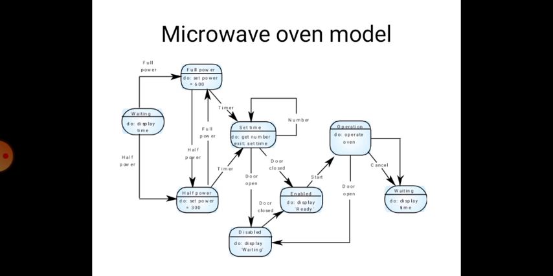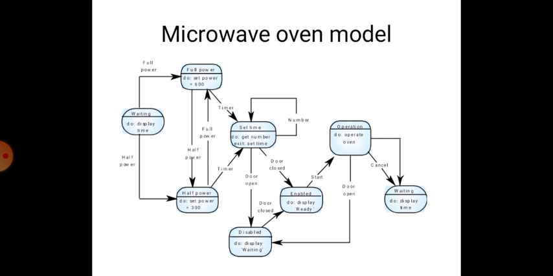If you go into detail of this diagram, there is a state called waiting. On the very left side, at the very top you have full power. On the very bottom you have half power. Then in the middle you have set time. At the bottom you have the disable state, then enable state, operation state and waiting state. So an oven may start with half power or full power, and it will display the time. If you choose full power, then you have to set the power to 600, and if you choose half power, you have to set it to 300.